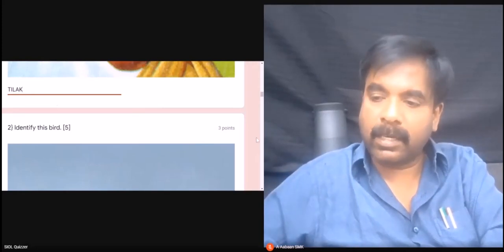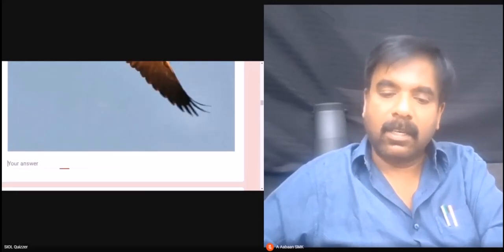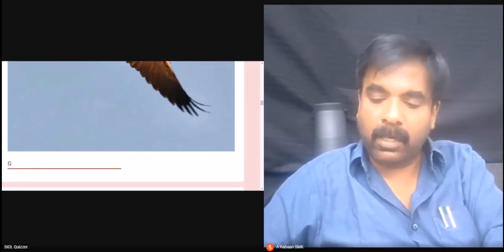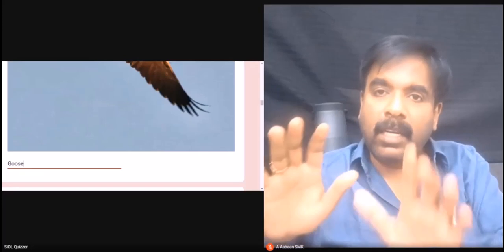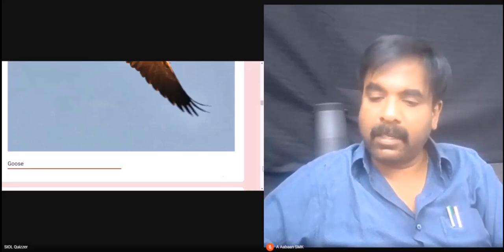Okay, now let us go to the second question. Identify the bird. This bird, I think you'll be able to understand what it is. It is a goose. Since I know the answer, I am going to write goose only, but only the G I have written in capital letter. The remaining I have written in small letter. I'll tell you what happens later.